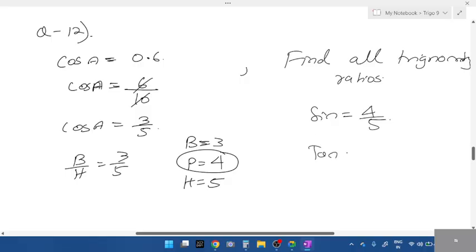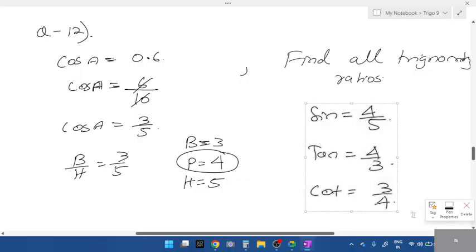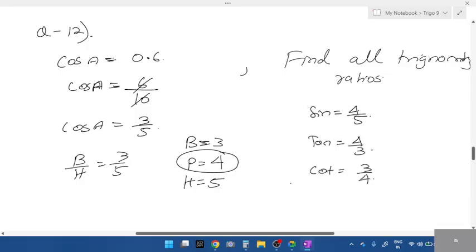Next. Sine is given, cos. What is tan? Yes, 4 divided by 3. What is cot? 3 divided by 4. What is sec? Sec is the opposite of cos. Cos is 3 by 5. Sec will be 5 by 3. And what is cosec? Reciprocal of sine. 5 by 4.